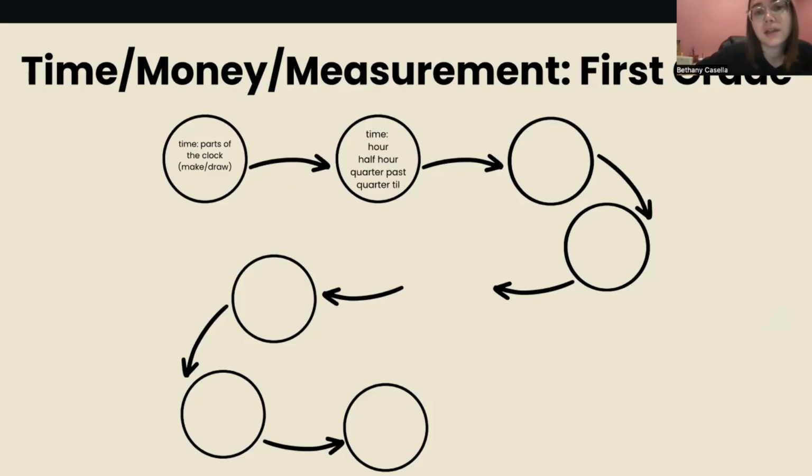And then we have time: hour, half hour, quarter past, quarter till. Now, I don't do this all in order. It'll be work on the hour, and then a couple weeks later, half hour, a couple weeks later, quarter past, a couple weeks later, quarter till, and then review them, review them, review them.